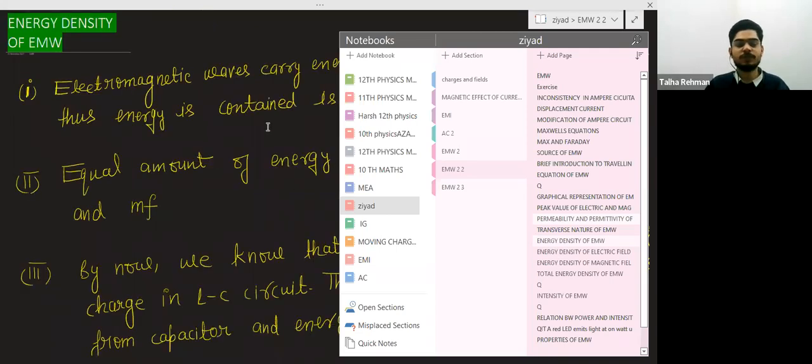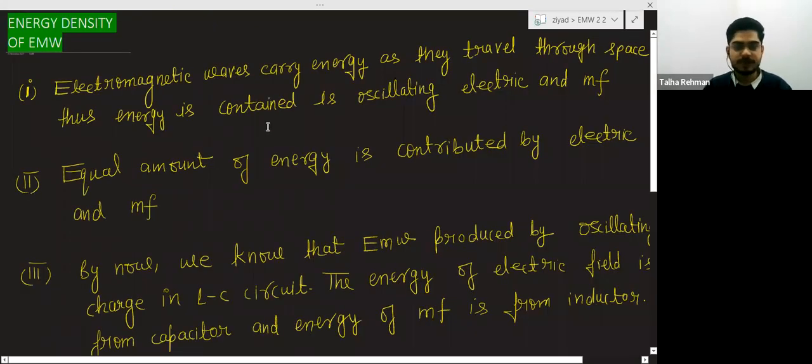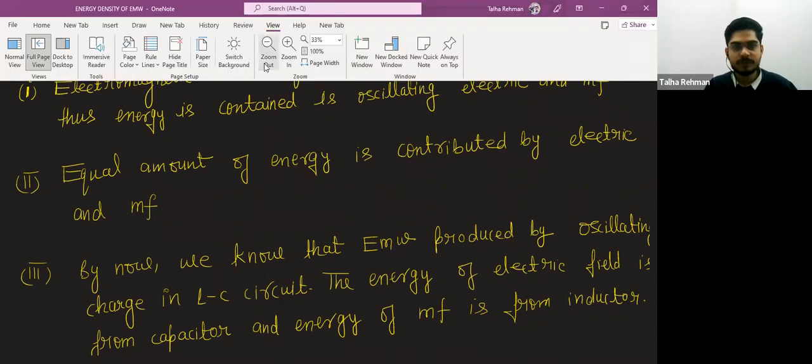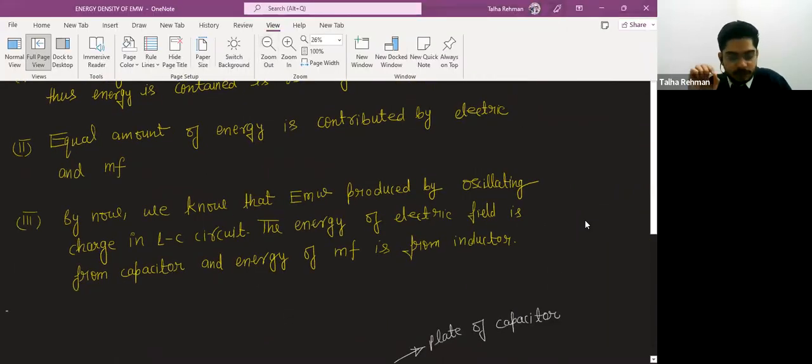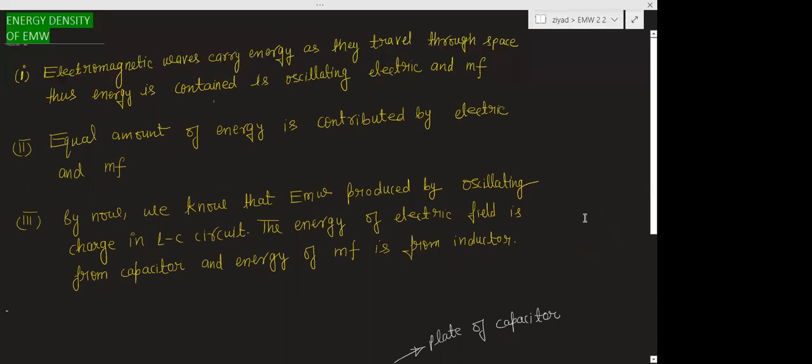Energy density of the electromagnetic wave. What is the meaning of energy density? Energy density is basically energy contained in a unit volume. If you are taking a cube of 1 meter cube, the energy contained in that cube will be the energy density. Basically, energy density is energy divided by volume.